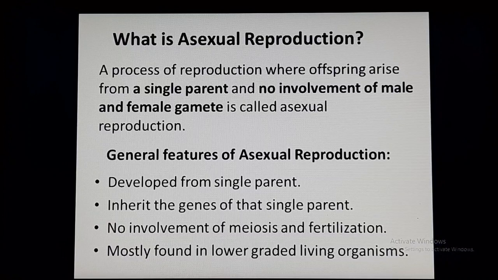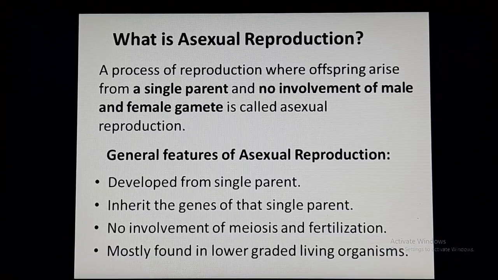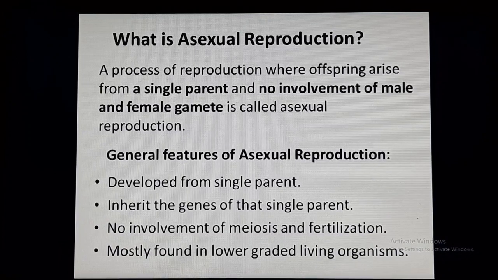The process of reproduction where offspring arise from a single parent, with no involvement of male and female gametes, is called asexual reproduction. So in this reproduction, either a male or female parent is involved to give rise to a new one. There is no involvement, no fusion, no union of the gametes.